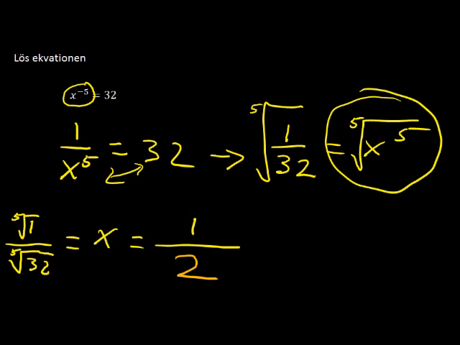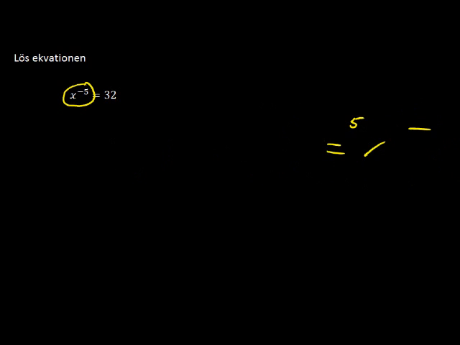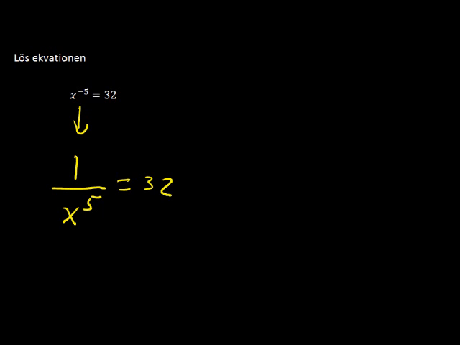So let's see what happens. Is it really true that x is 1/2? Let's make a little room here and see if we can make it work. The claim is that when x is 1/2, we will get 32. So let's try it. I'm going to rewrite this one again because it means 1 divided by x to the fifth should be equal to 32. So let's plug in 1/2 where x is.